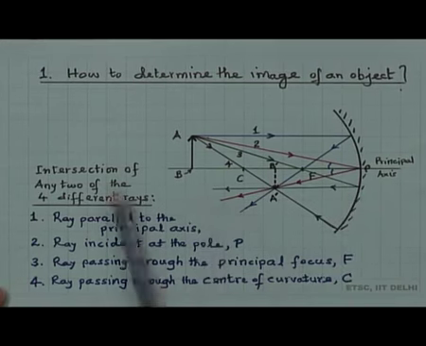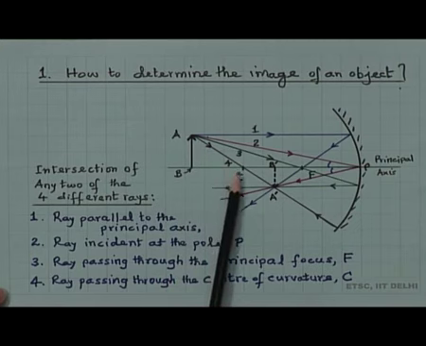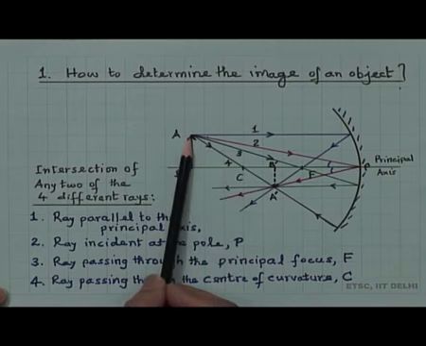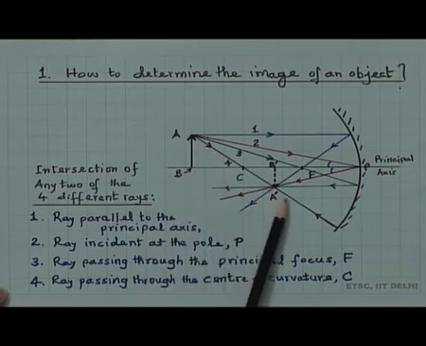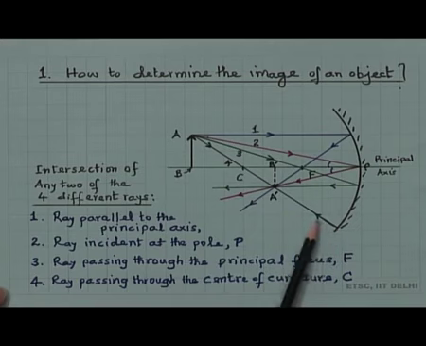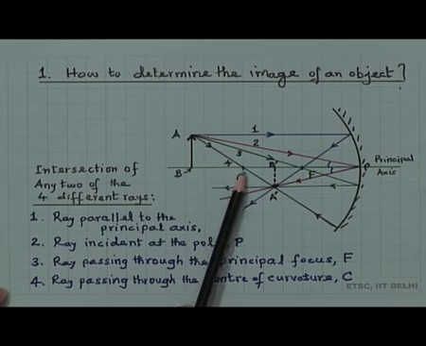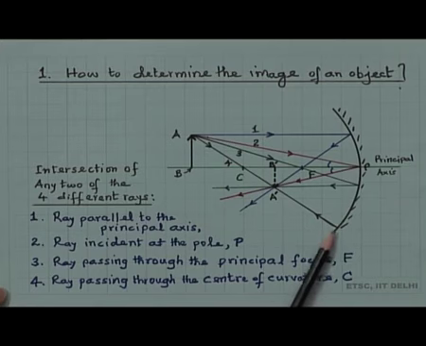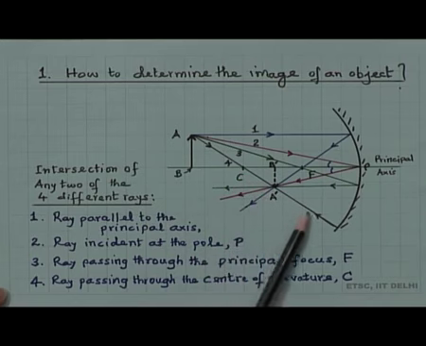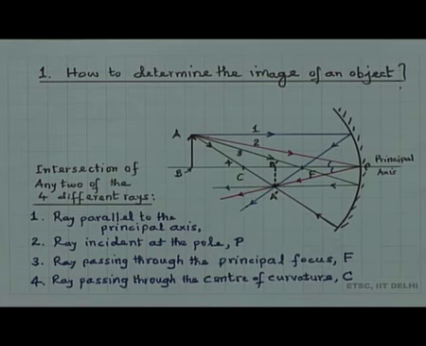A fourth ray which passes through the center of curvature will be reflected back along the same line, because we know that the line joining the center of curvature to the circumference, that is the periphery on the mirror, is normal to the surface, and therefore any ray which is incident along this line will be reflected back along the same line.